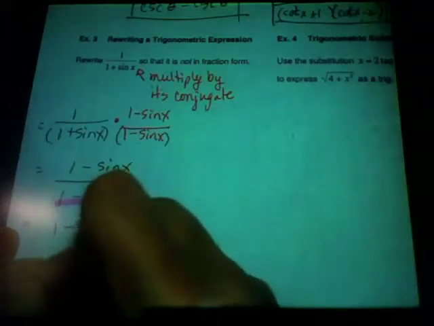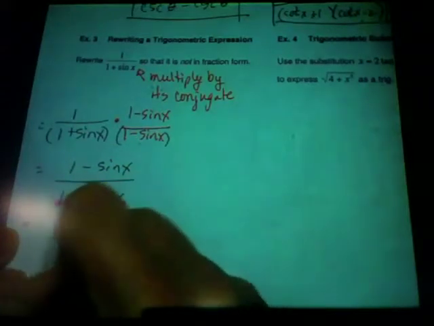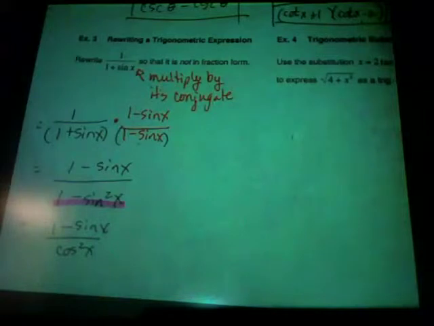1 minus sine of x over cosine squared of x. You're like, oh, it's still a fraction. You'll see. Because I can. And you'll see my madness in the end.